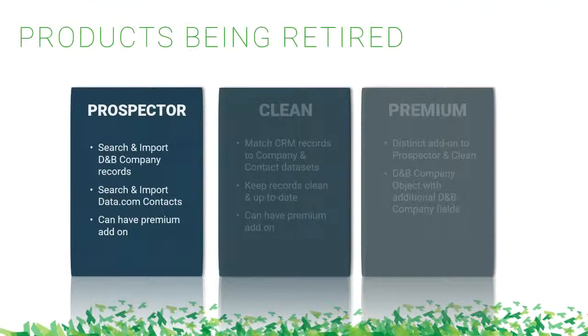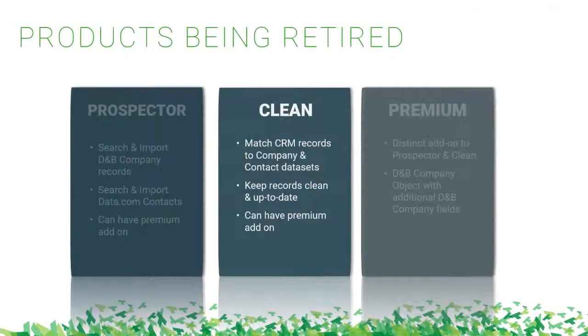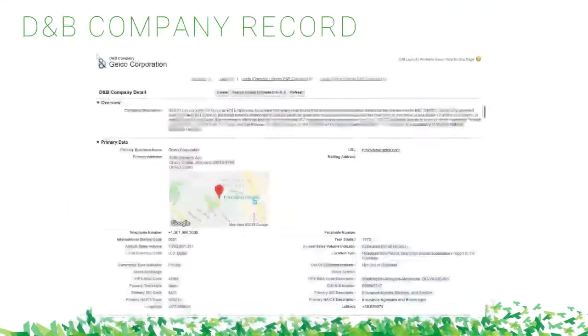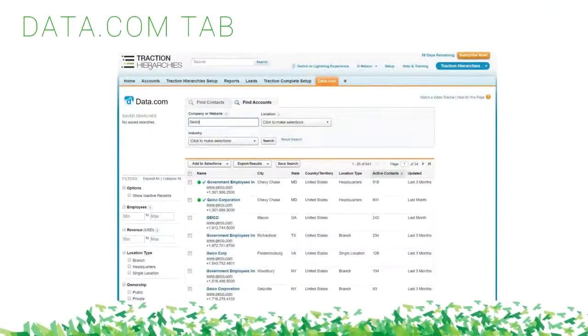And then we also sold separately have the premium add-on. And the premium add-on has an extended set of firmographic fields coming from Dun & Bradstreet. And so we're just going to click through a couple of slides. The data.com tab is what most people think of when we talk about Prospector. So this is the data.com tab. So that's tied to Prospector. So when your license expires, essentially you wouldn't have access to this functionality.